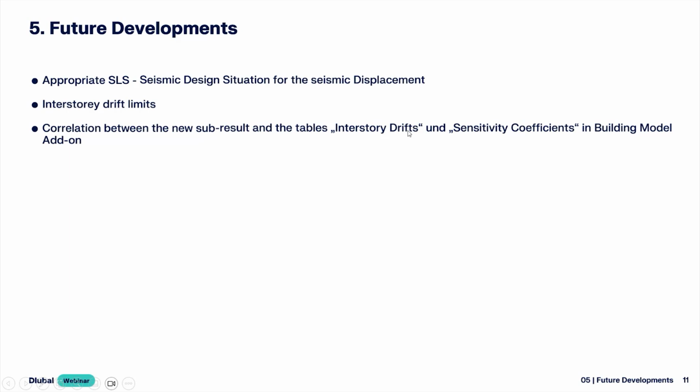The story drift is clear, as we saw, but the sensitivity coefficients are a quite particular topic. We want to make an adjustment between the top result and the sensitivity coefficient according to the node. So this might change for each standard, as we saw in the example in the previous slide, with the standard from United States.